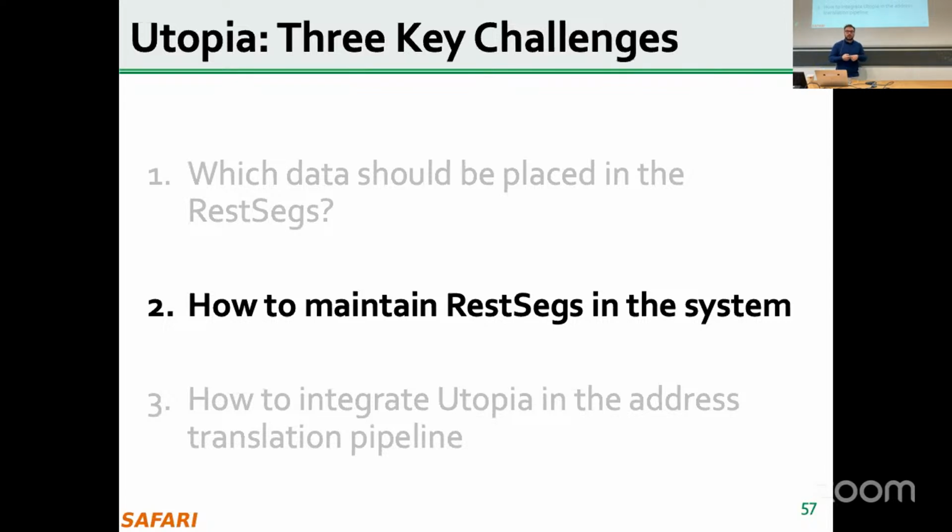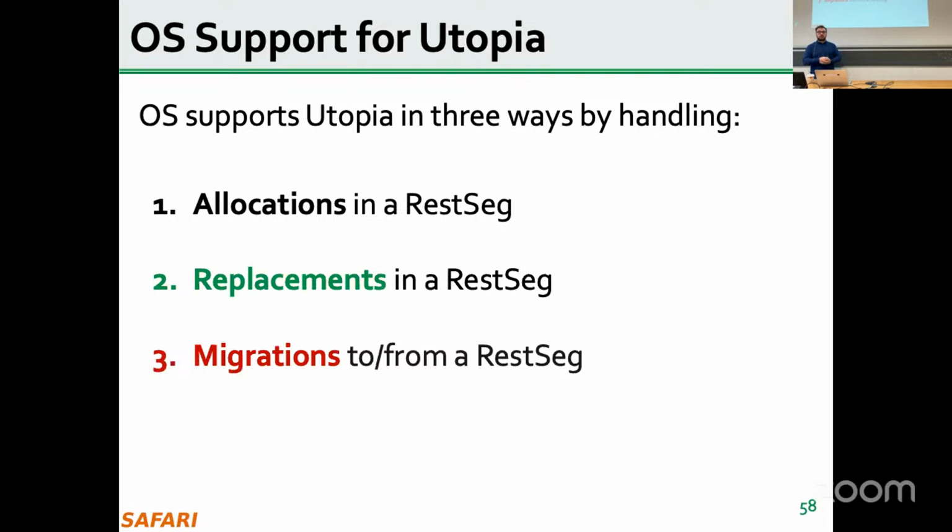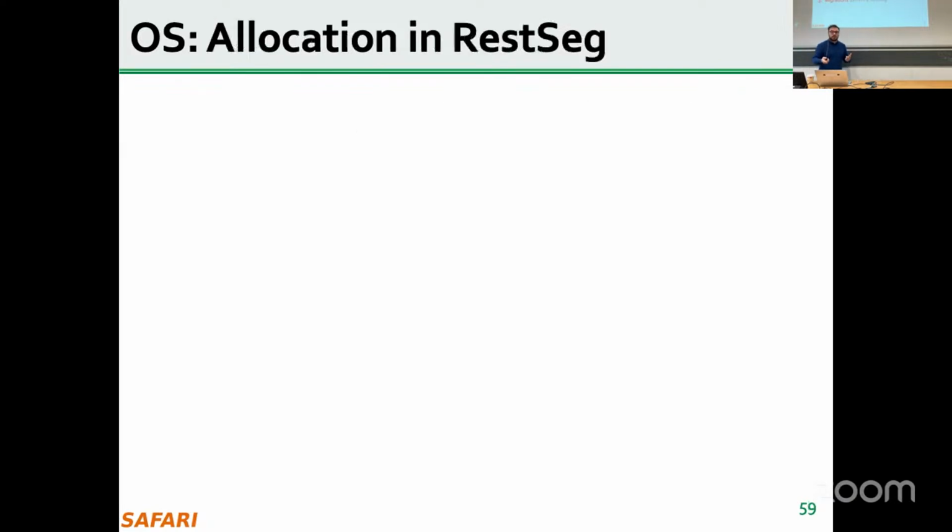Second, how can we maintain restrictive segments in the system? We introduce OS support for Utopia in three ways: allocations inside the restrictive segment; replacements, because if we need to replace some data, we need a replacement policy, and someone needs to handle this, which is the operating system; and third, migrations to and from the restrictive segment.